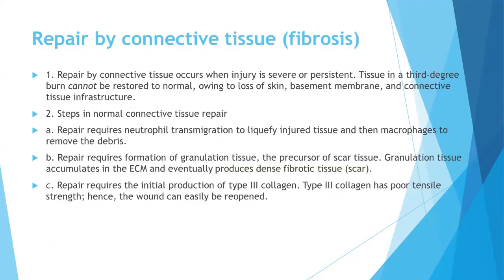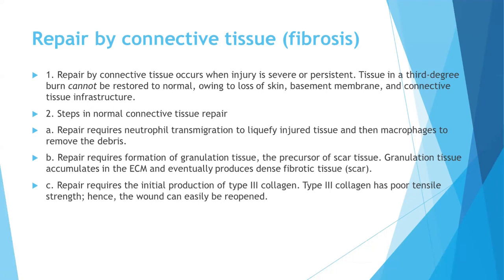Now, repair by connective tissue, or repair by fibrosis, is a very important event in cellular repair. Repair by connective tissue occurs when injury is severe or persistent. The tissue in a third-degree burn cannot be restored to normal owing to loss of skin, basement membrane, and connective tissue infrastructure. So the steps in normal connective tissue repair include, number one, neutrophil transmigration to liquefy injured tissue and then macrophages to remove the debris. After that, the repair requires the formation of granulation tissue, which is a precursor of scar tissue. This granulation tissue accumulates extracellular matrix and eventually produces dense fibrotic scar.